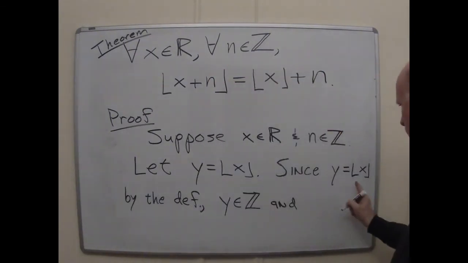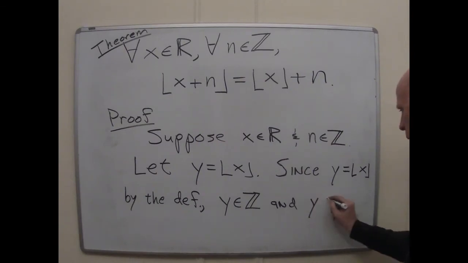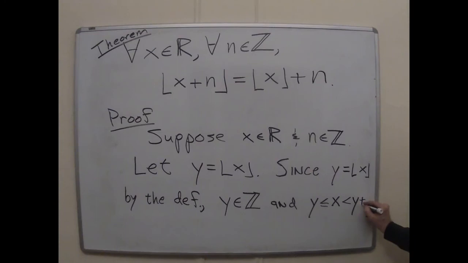Right, we were doing a floor, not a ceiling, so y is smaller than x. y is on that end. x is in the middle, but y plus 1 is definitely larger than x, with a strict inequality there. Cool.